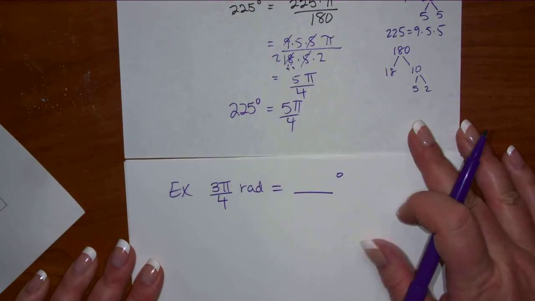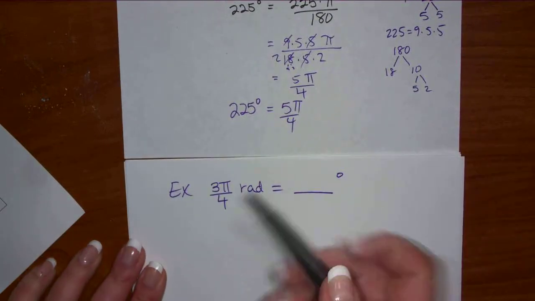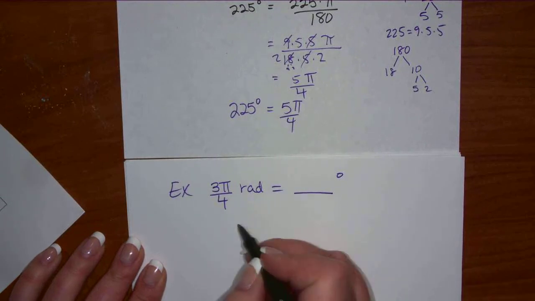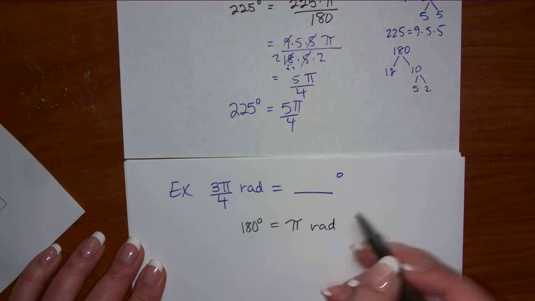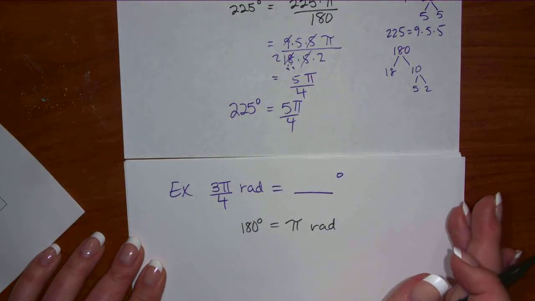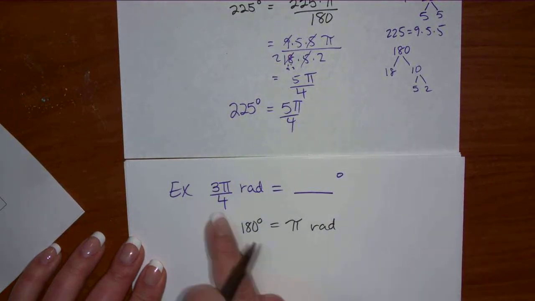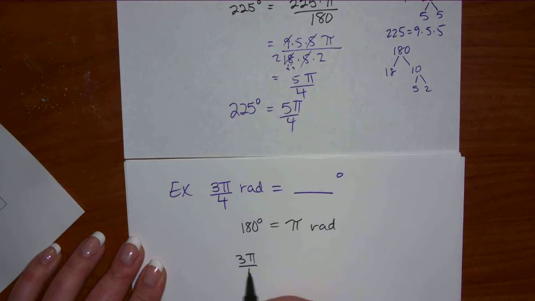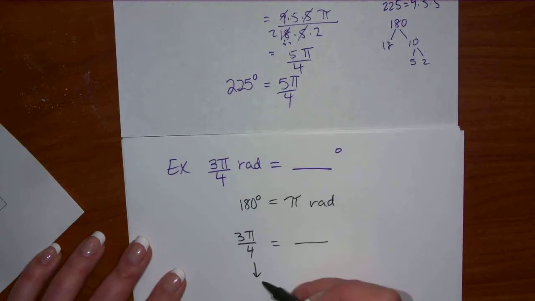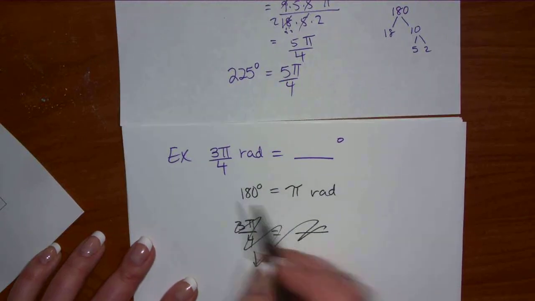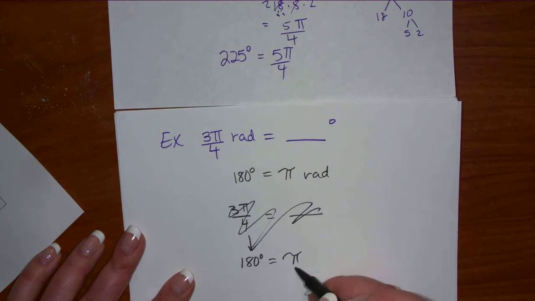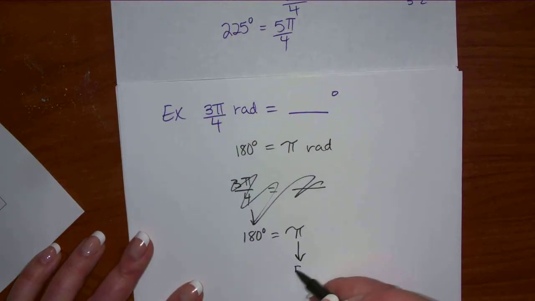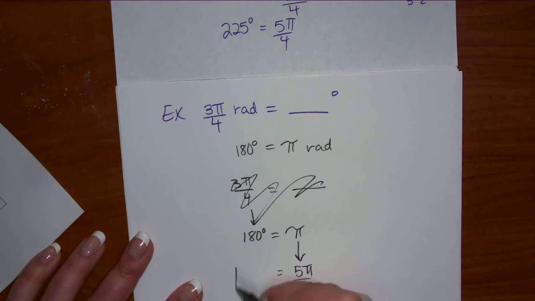So we do the same thing. Write down the one fact that you know, or that I told you, which is 180 degrees equals pi radians. Okay? So what do we want to do to the 3 pi over 4? We start with what we know, 180 degrees equals pi, and we want to do something to this so that there is a 3 pi over 4 over here, and whatever's here will be the answer.